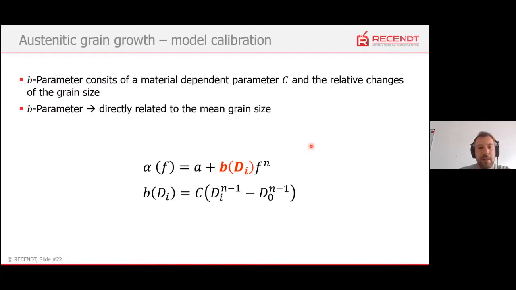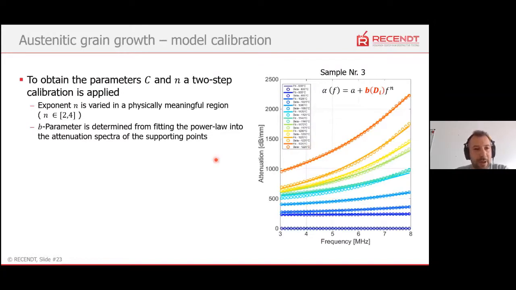So what are we doing now? We make a model calibration, and to obtain the parameters C and n, a two-step calibration is applied. The exponent n is varied in a physically meaningful region between 2 and 4. And the B parameter values are determined from fitting the power law to the attenuation spectra of the different supporting points. As you can see in this figure, the attenuation increases with the occurring grain growth, which fits very well.